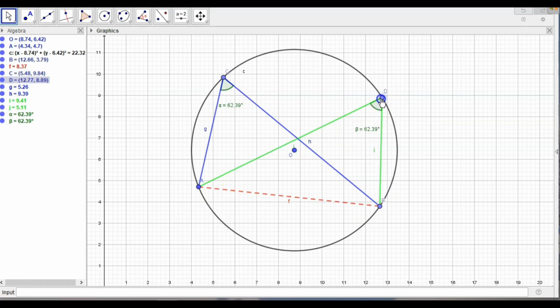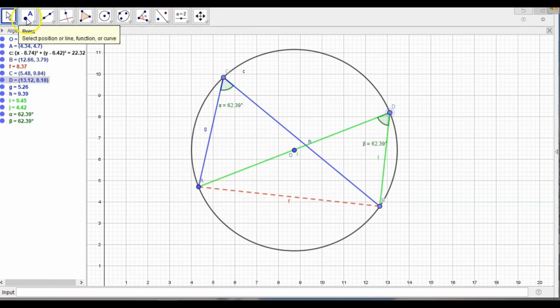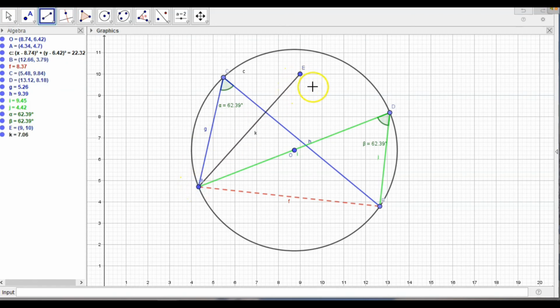Now, I was asking this question: what if angles D and C are not subtending at the circumference of the circle and not subtending on the same chord? Let's take it that we have another point. Let me place a point here, the point E. Let me join E to A with a line segment, then from E also to B with another line segment.